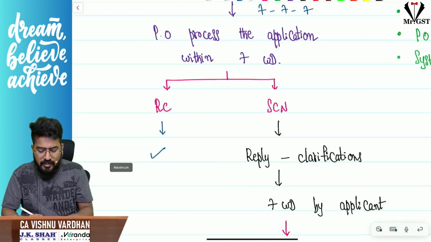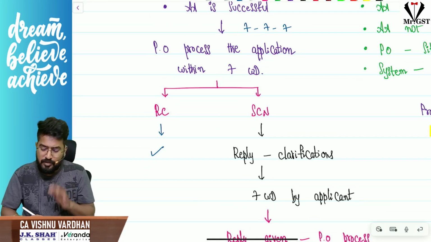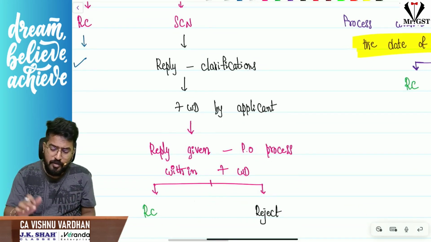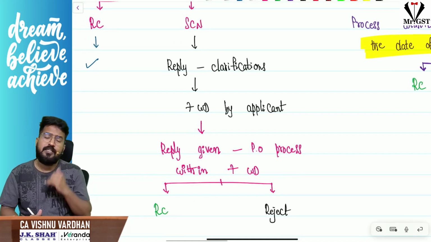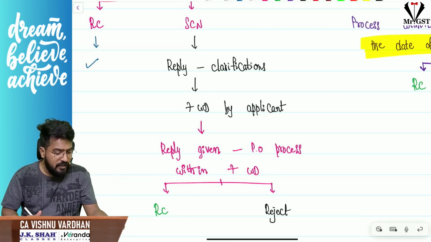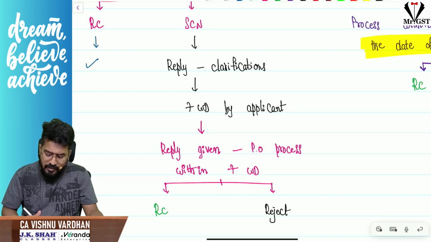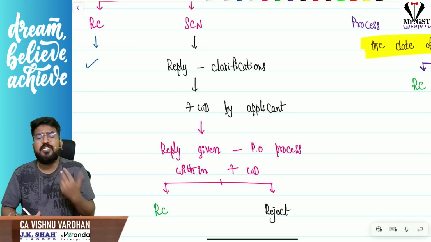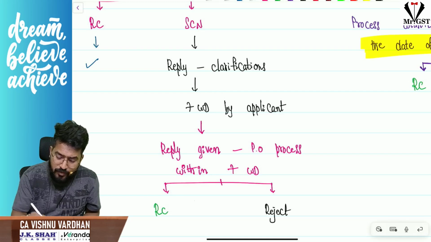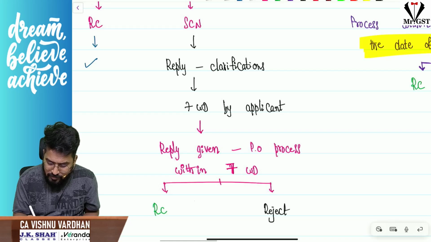So within 7 working days, either you will get registration certificate or you will get a show cause notice. Once you get a show cause notice, reply to the proper officer within 7 working days. If you are not replying, the application is deemed to be rejected. Please understand that. If you are giving the reply and he is happy with your reply, then he will grant you registration certificate. If he is not happy, then he will reject your application. So he will also again process within 7 working days.